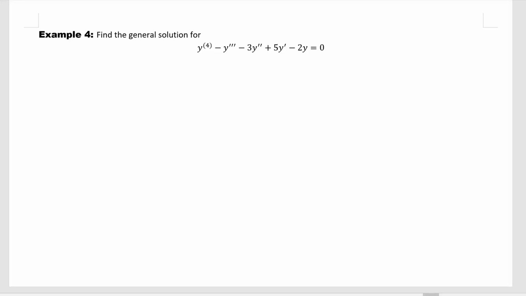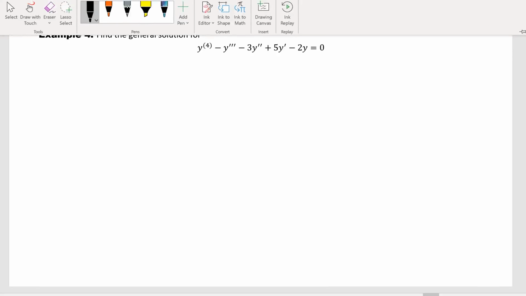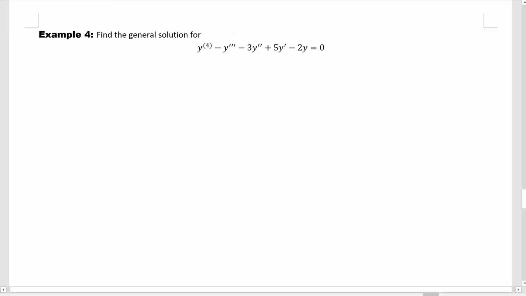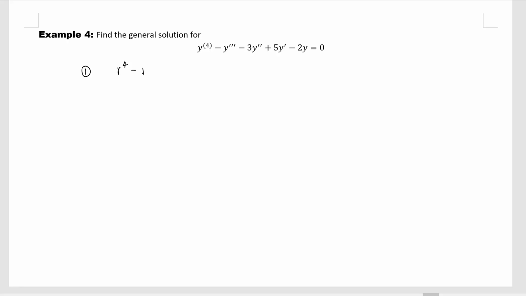So in this example, we have degree 4. Let's do it the same way, but in this example we're going to use the rational root theorem to find 2 roots. One root is not enough. So r to the 4 minus r cubed minus 3r squared plus 5r minus 2 equals 0.